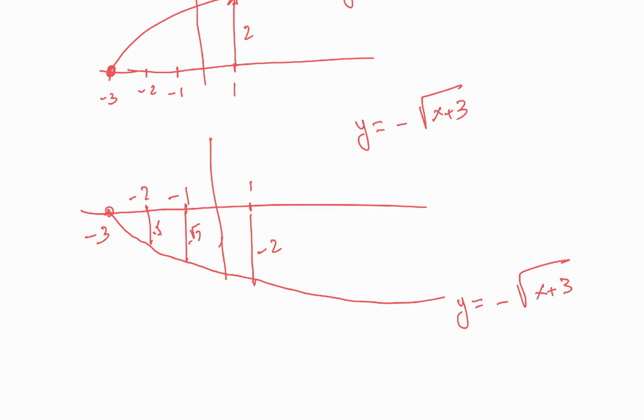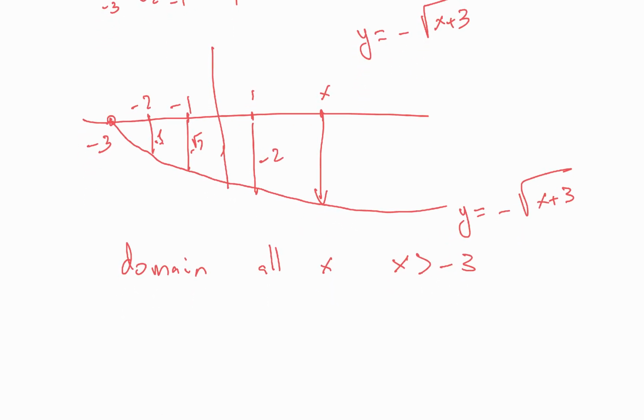So what is the domain? What do you think the domain will be? The domain is all x that are bigger than minus 3, or to the right of minus 3. For any x that you plug in here, you will obtain a y. And what will be the range?